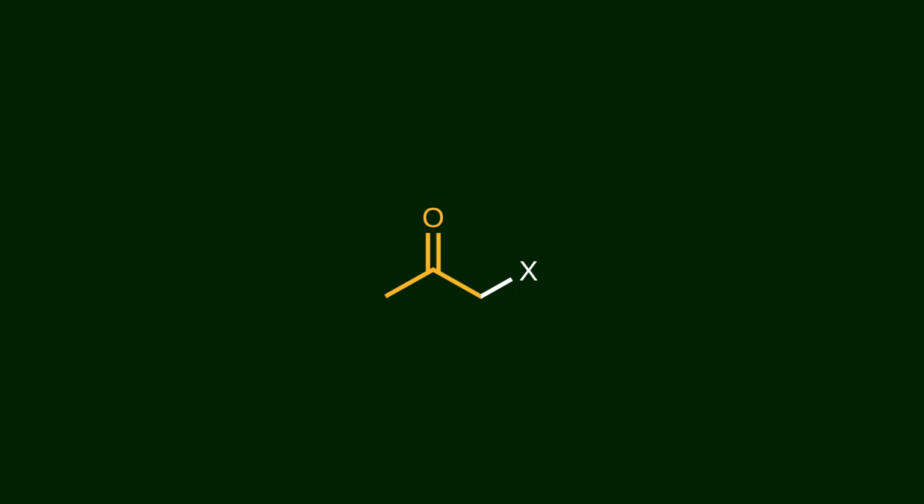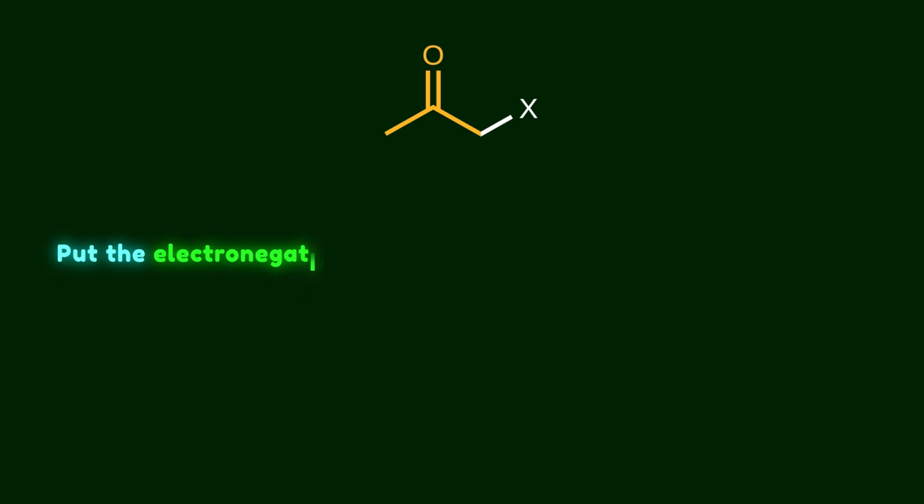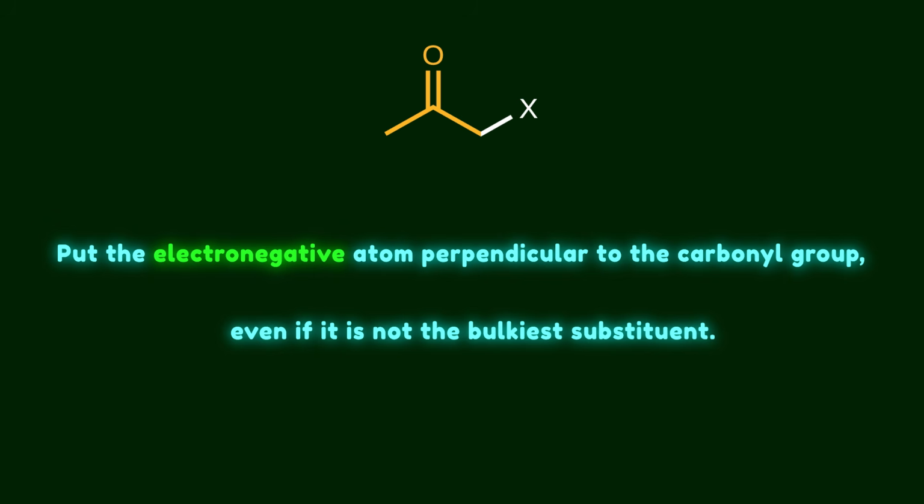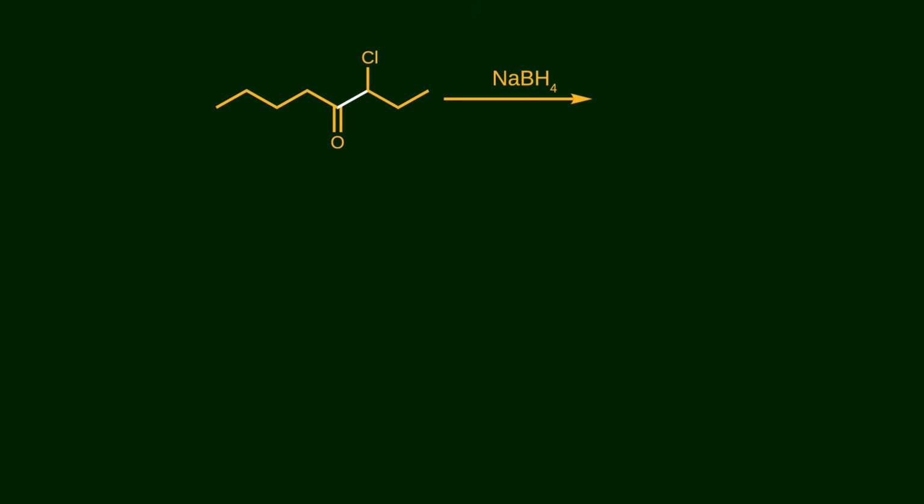When using the Felkin model, you should check whether an electronegative atom is attached to the alpha carbon atom or not, because it changes the conformation. Remember to put the electronegative atom perpendicular to the carbonyl group, even if it's not the bulkiest substituent. Let's explain it with an example. In this question, sodium borohydride attacks the carbonyl group but has an electronegative chlorine atom in its alpha position.